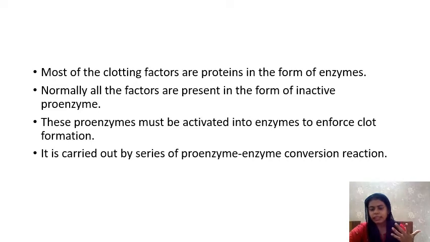During the cascade, when the reaction starts, all these proenzymes become enzymes, that is, the inactive form of the enzyme becomes active, and that leads the reaction. This proenzyme must be activated into enzyme to enforce clot formation. It is carried out by a series of proenzyme enzyme conversion reactions. So the blood clotting mechanism involves a series of proenzyme enzyme conversion reactions.